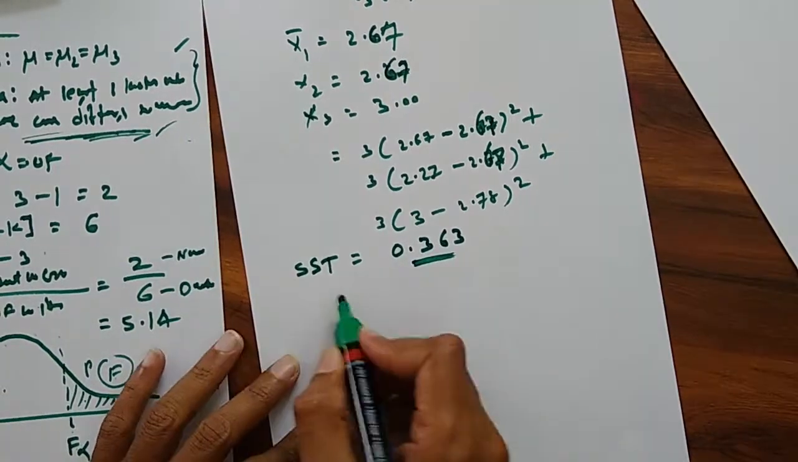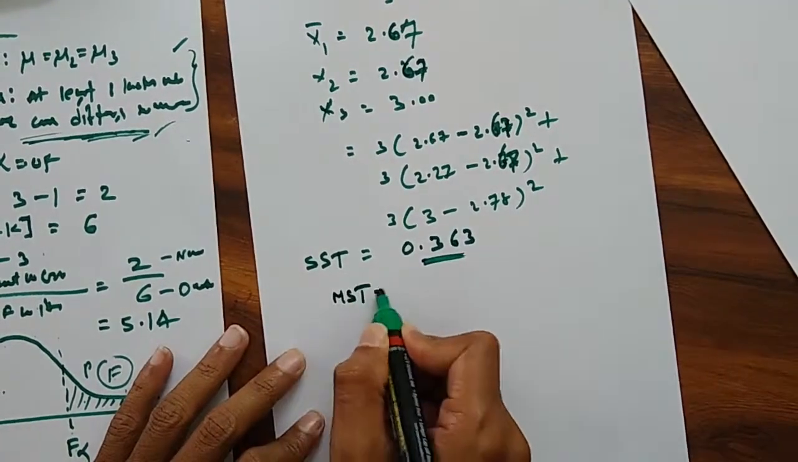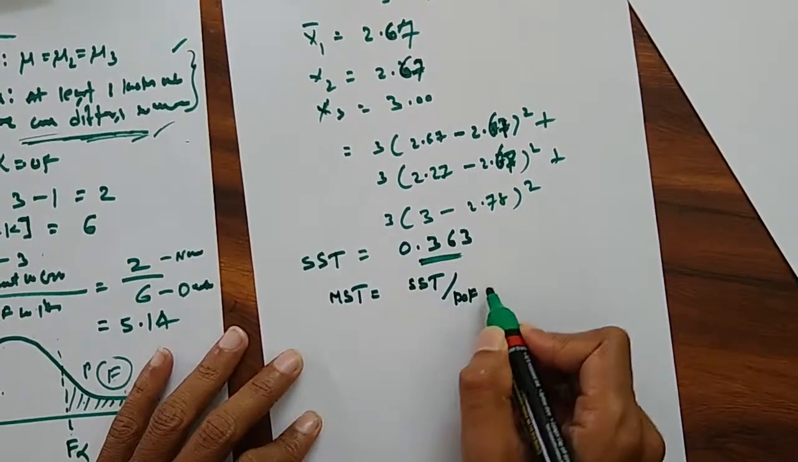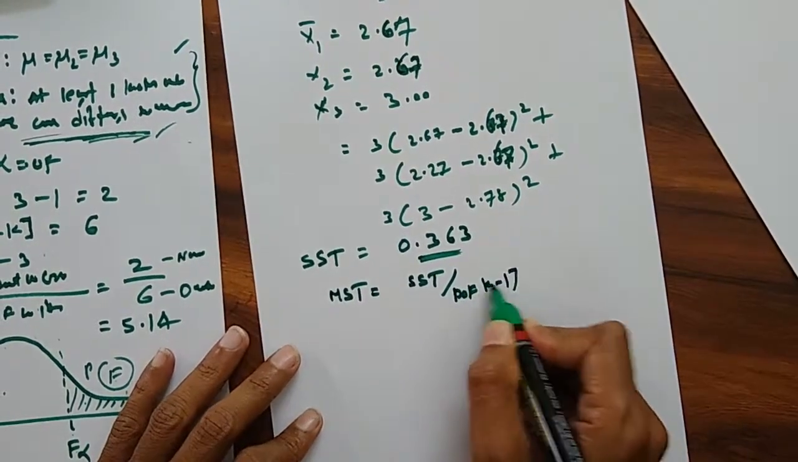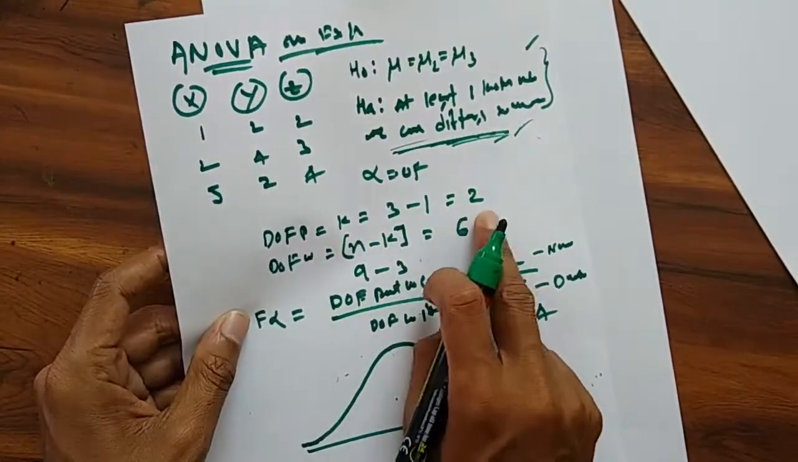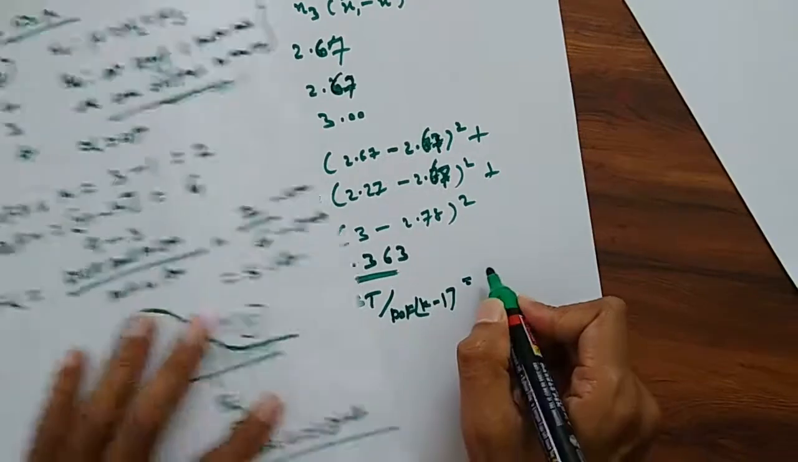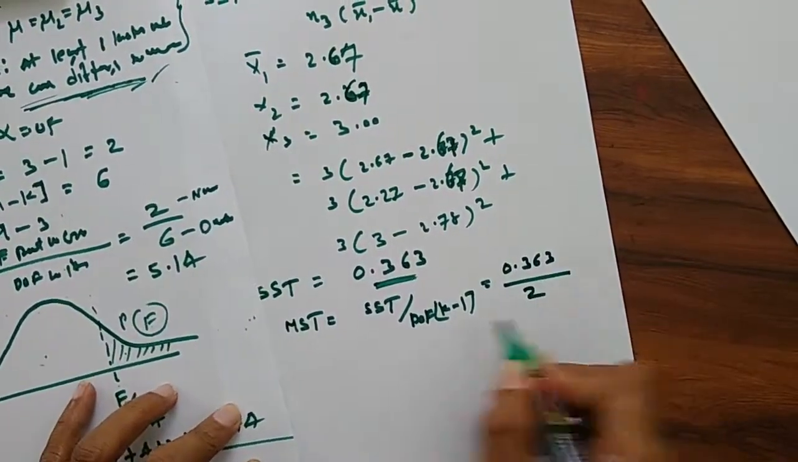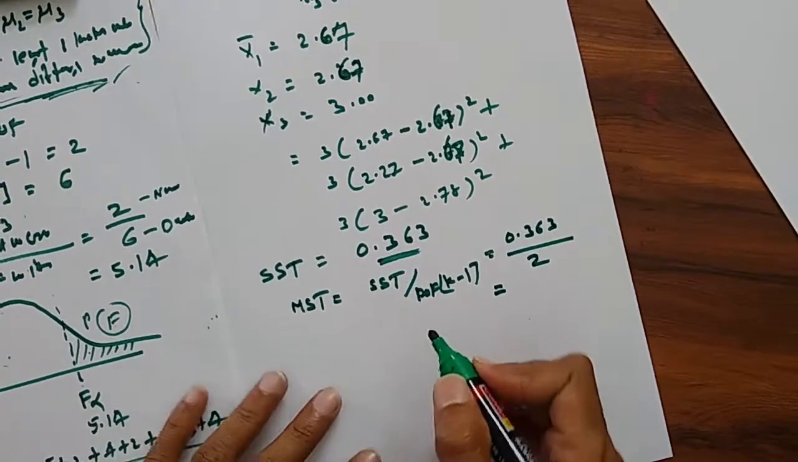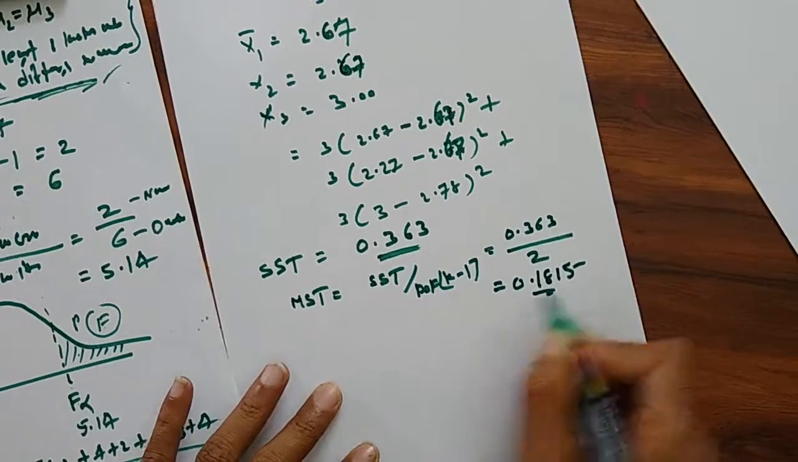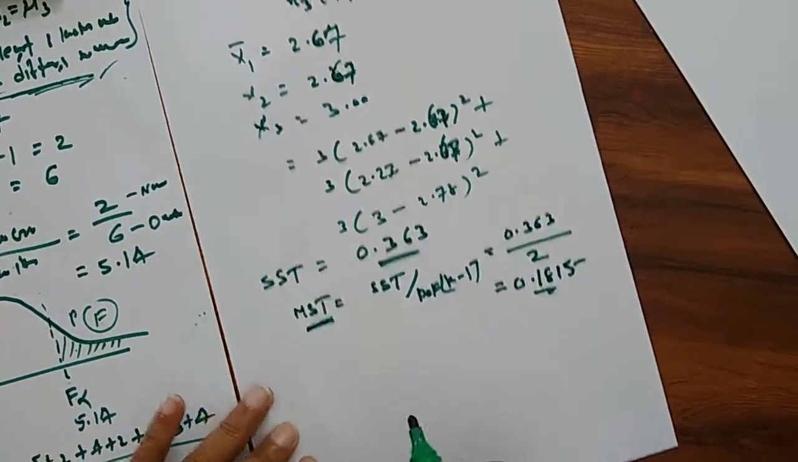So we know how to calculate MST equals SST by degrees of freedom, that is k minus 1, right? As we already know, 3 minus 1 is our degree of freedom. So 0.363 by 2 we will get 0.1815. This is our MST value.